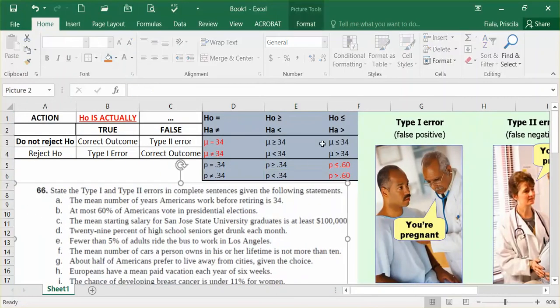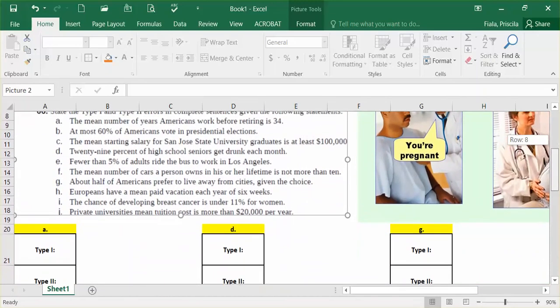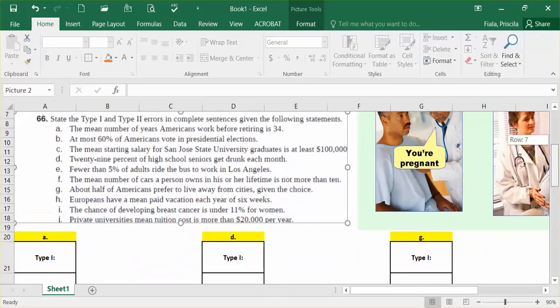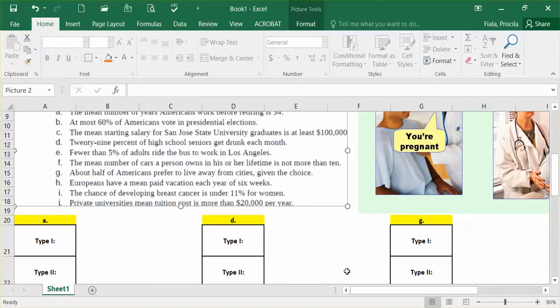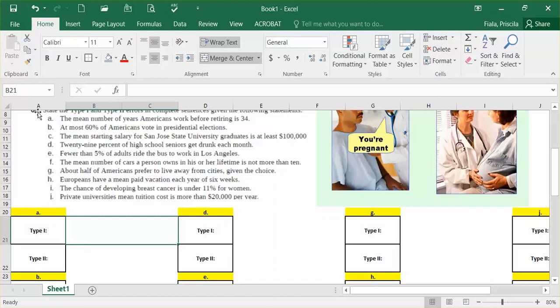Let's go ahead and go over the examples, over the problems, and see if it becomes more clear how to state a type 1 and a type 2. Okay, for example, trying to make it a little smaller here. On problem 66A, the mean number of years Americans work before retiring is 34. Well, here, how would we do a type 1 error?